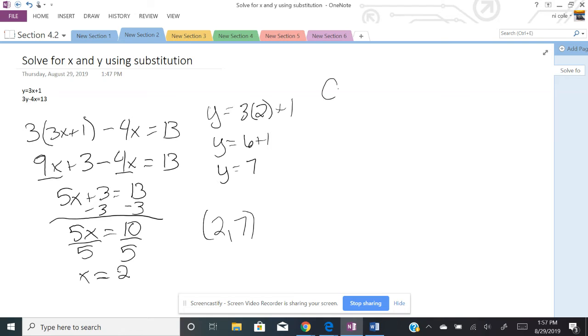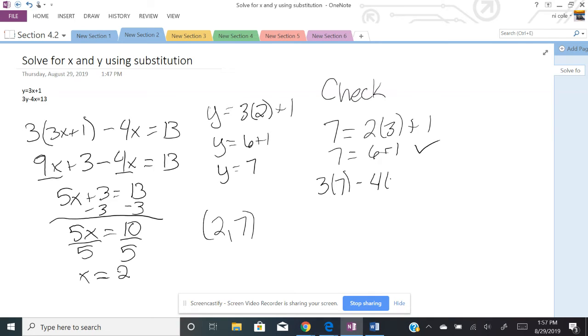All right, now let's check. Is 7 equal to 2 times 3 plus 1? 7 is equal to 6 plus 1. That checks. All right, now let's check the next one. 3 times 7 minus 4 times 2, is that equal to 13? Is 21 minus 8 equal to 13? I sure hope so. Okay, so that checked out. That tells me I can enter it in as the point (2, 7).